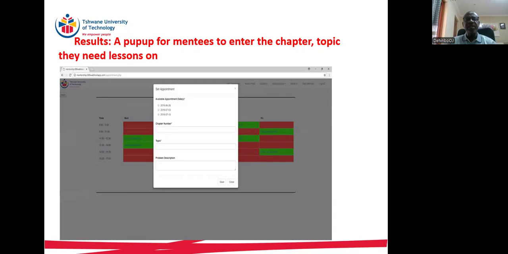Then as they do that, as they sign in, it's also important for them to inform the mentors what they need training or lessons on. So a pop-up screen comes up at this stage where the mentee or the student can give further information, like what the available appointment times are, especially what chapter number they are interested in, or what topic they want to learn more about, or what the problem description is. Maybe they are having a particular problem on a particular topic, on how to solve a particular question.